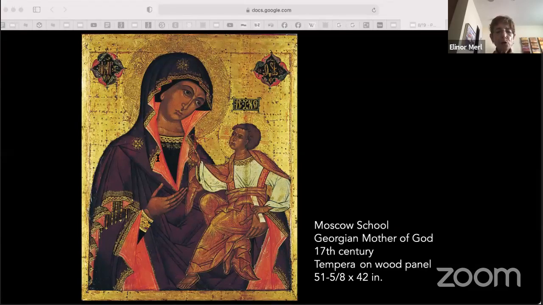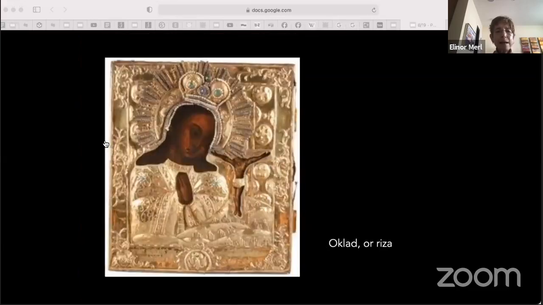Now you'll note numerous nail holes from an ornamental protective silver covering, which is called an oclad or revêtement or riza. And here's an example of an oclad or riza. Now, again, it protected the icon from being touched by the faithful, but it left uncovered the head and the hands of the saint so they could be visible for prayer.